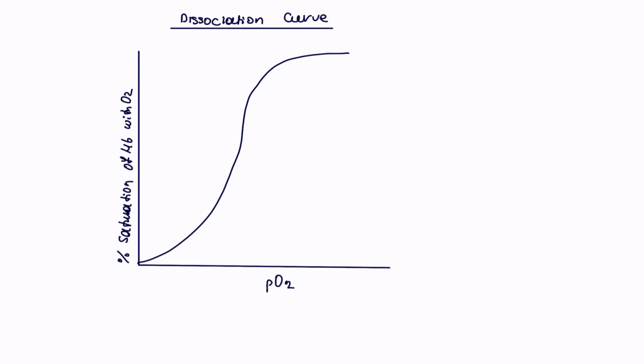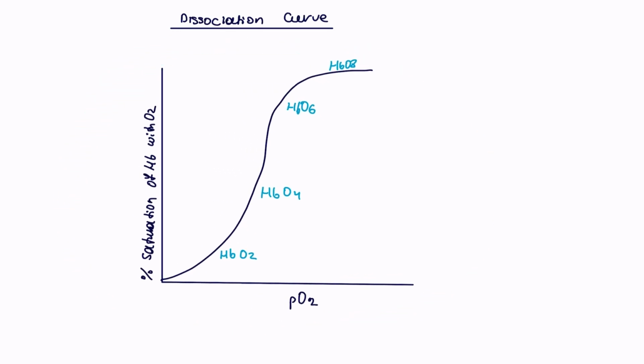I want you to draw your dissociation curve as an S or sigmoid shape. One of the skills that you're required to know is to be able to explain each part of the curve and why it has its specific shape. So how does the gradient change as we go across this curve? Okay, I'm going to start labeling parts of the curve with hemoglobin and how many oxygen molecules it's bound to. We start with hemoglobin O2, i.e. one molecule, hemoglobin O4, 2 oxygen molecules, hemoglobin O6, 3 molecules, and hemoglobin O8, 4 molecules.